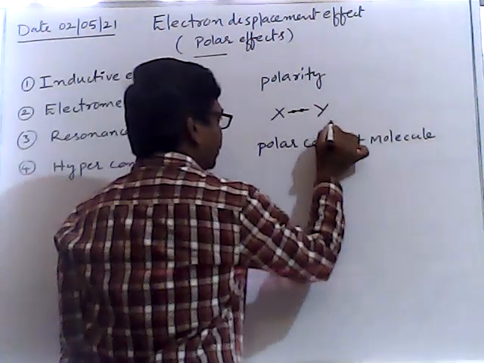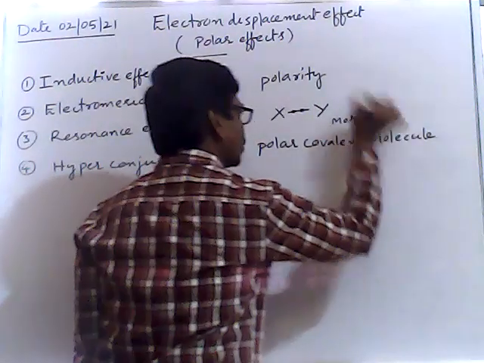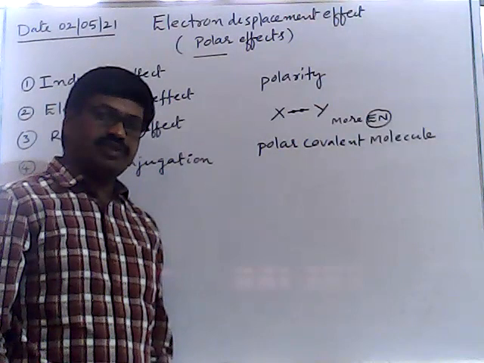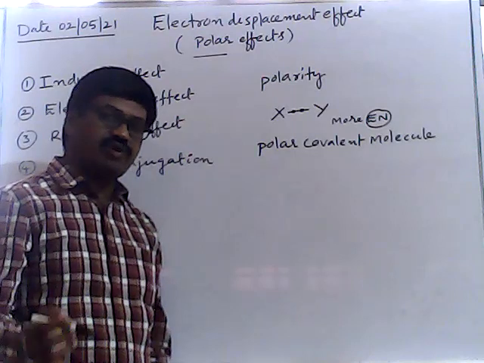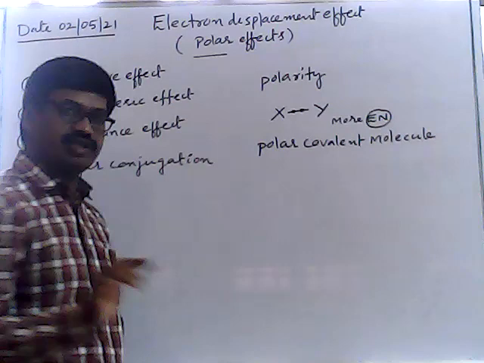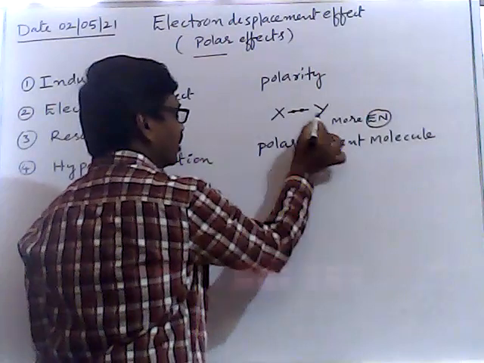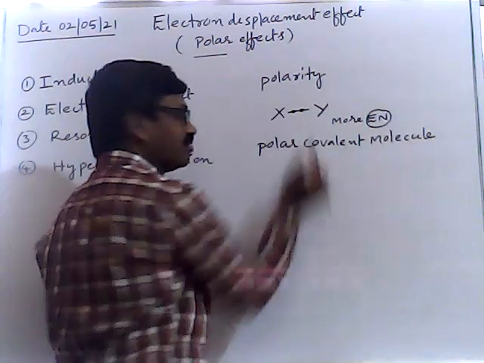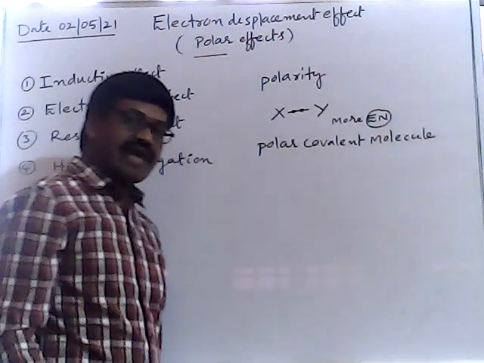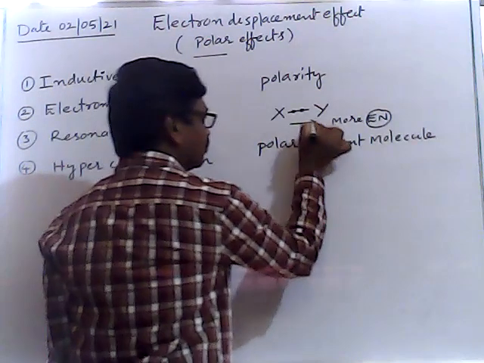If Y atom has more electronegativity, you know what is electronegativity? Electronegativity means it is a property of bonded atoms to attract shared pair of electrons towards itself. It is a property, otherwise the tendency of bonded atoms, not a single atom. Here X and Y, these two are present in the bond. They are bonded atoms. Among these two atoms, one of the atoms can attract the shared pair of electrons towards itself. Which atom can accept that electron pair? The atom with more electronegativity can attract this electron pair towards itself.